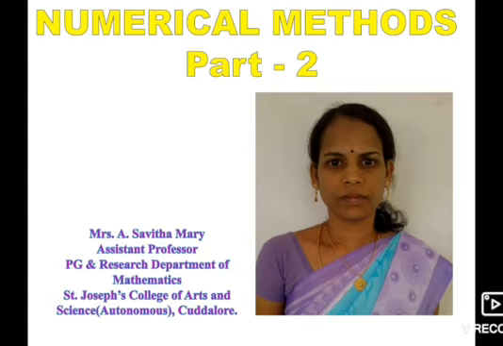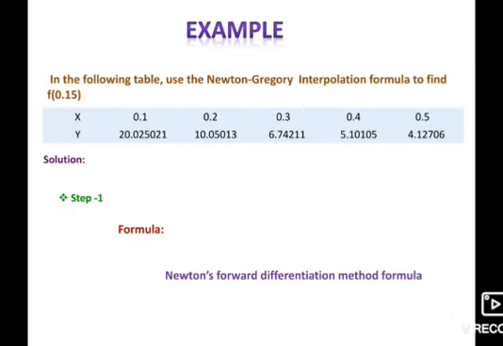In this video, I am going to explain a problem using Newton's forward interpolation method. In the previous video, we discussed forward differences and interpolation. In this video, I am going to solve a problem. The data are given, and we are going to find the interpolated value at 0.15.